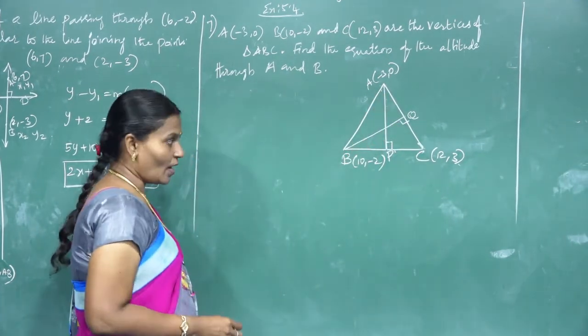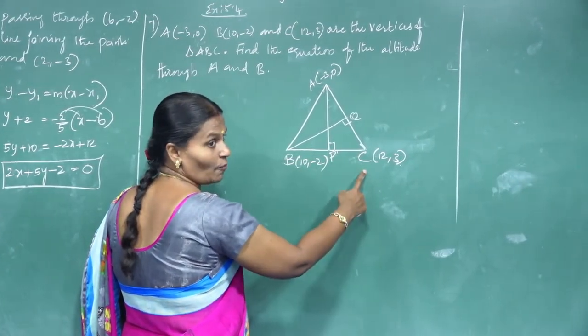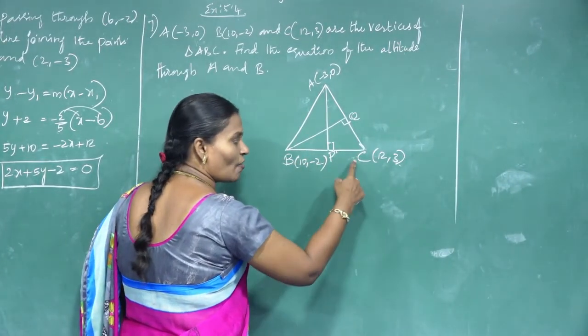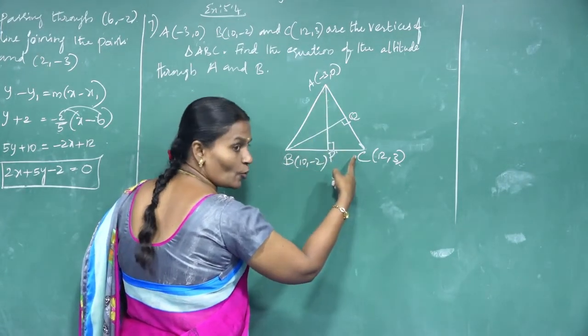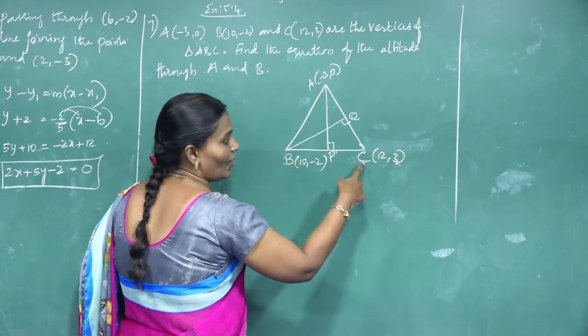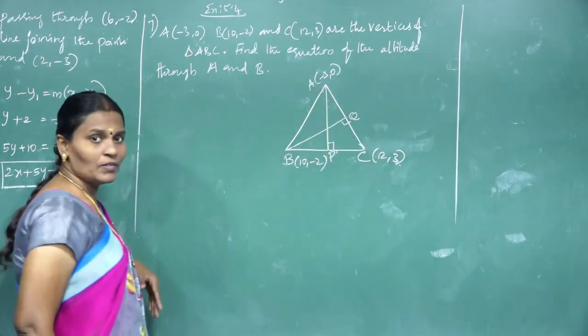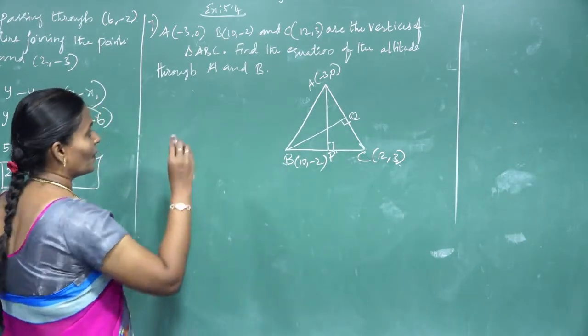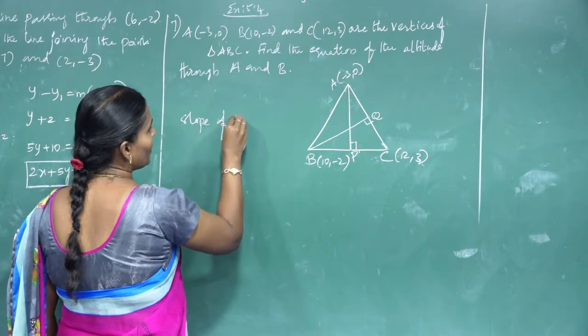Slope of AP. How? You know the B and C points, so you can find the slope of BC. This AP is perpendicular to BC. So if you can find the BC slope, you can also find the AP slope. Understand, children? Now first find the slope of BC.